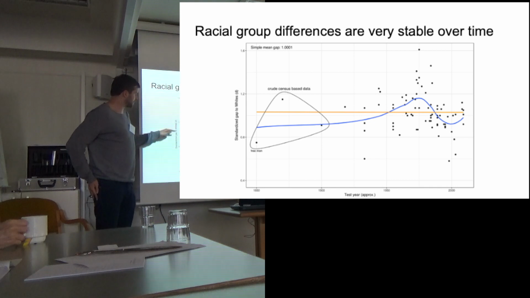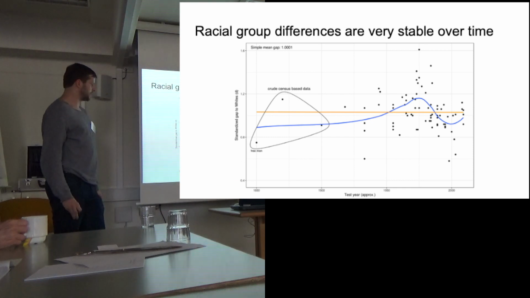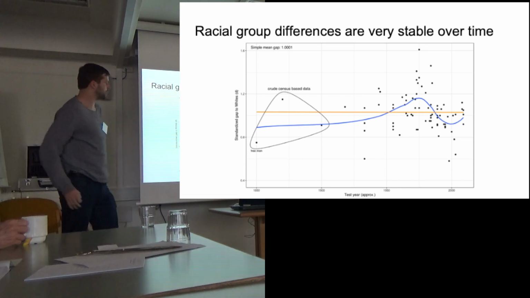If you do just a straight regression line, this is the yellow one. I didn't make it flat on purpose, it's just exactly flat. If you take these data, the blue line shows how it moved up and down.